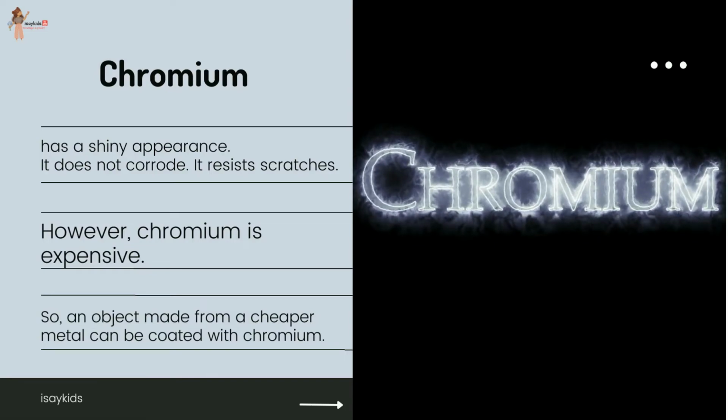Chromium has a shiny appearance. It does not corrode. It resists scratches. However, chromium is expensive and it may not be economical to make the whole object out of chromium. So, the object is made from a cheaper metal and only a coating of chromium over it is deposited.